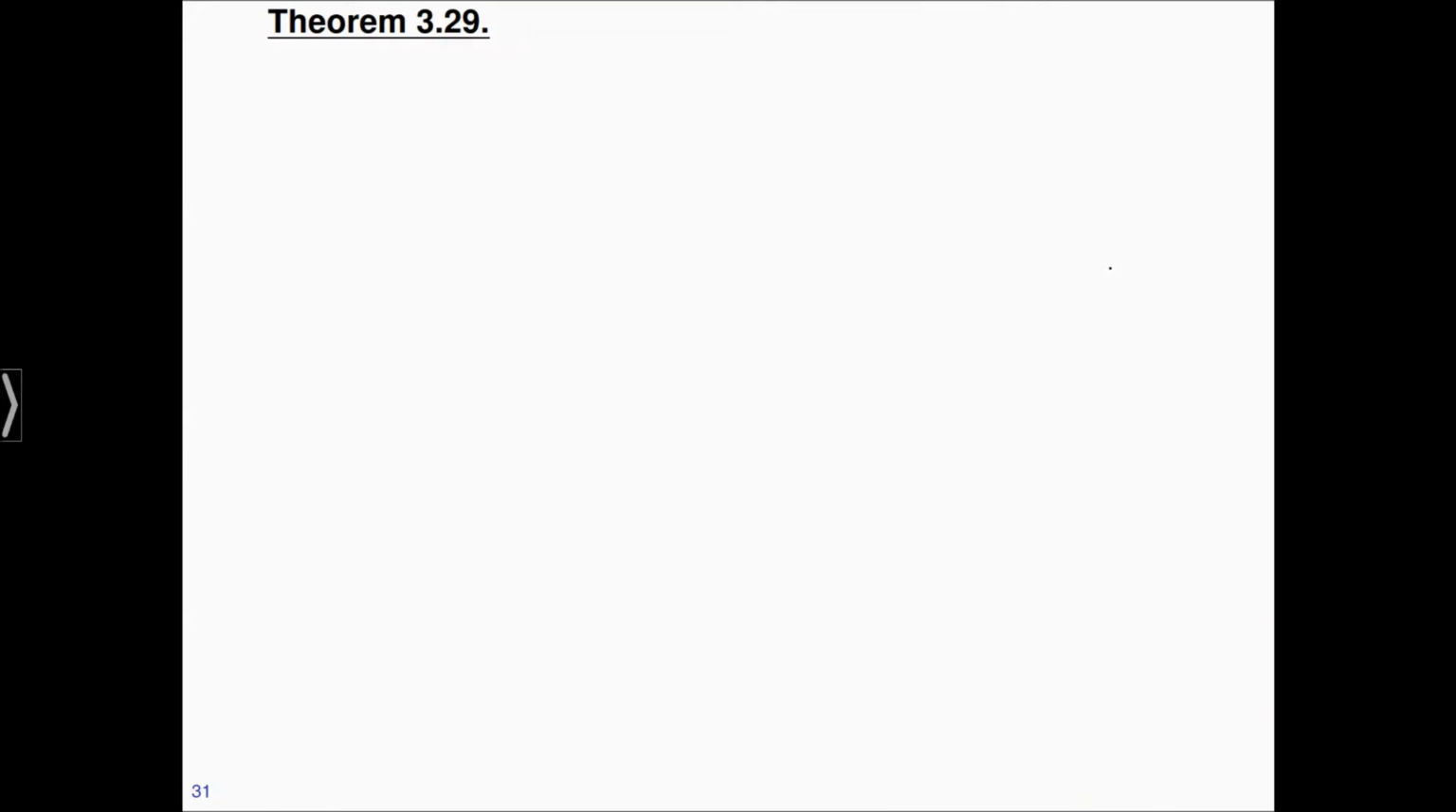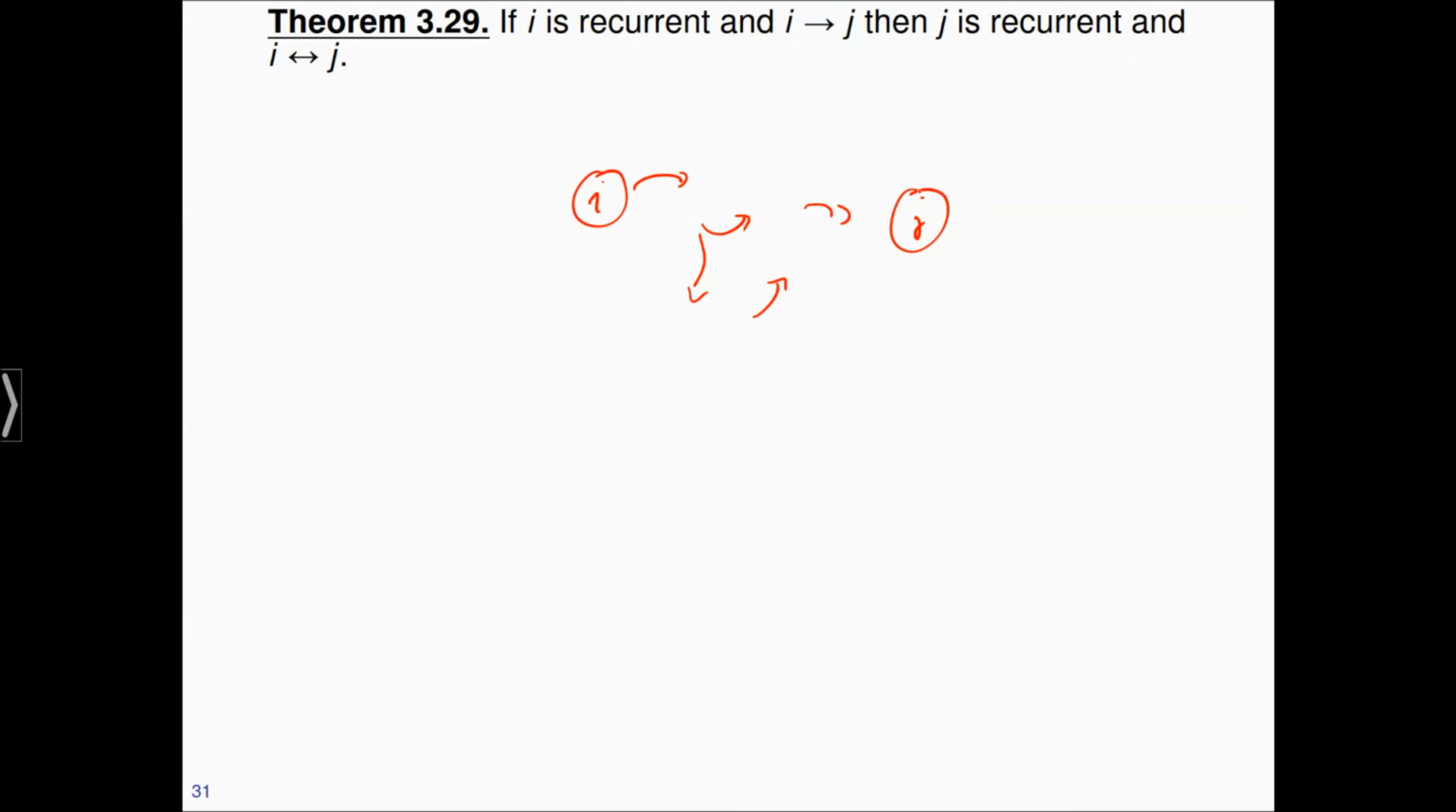We can now formulate the main theorem of this section, and it says the following: if a state i is recurrent, and I can move from i to j, so j is reachable from i, then j is recurrent, and i and j communicate. How do you imagine this? Well, the state i is recurrent, so whenever you start at i, you will return to i eventually, and you can reach j from i. So there is a way of getting to j. Then j also has to be recurrent, and you can get back to i.